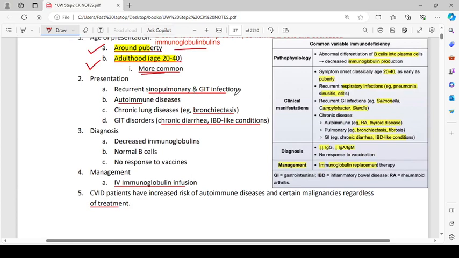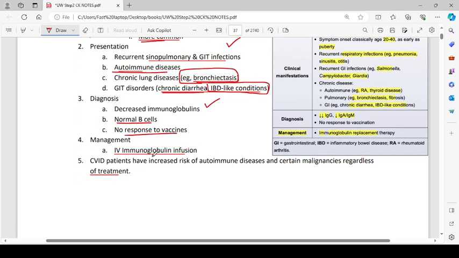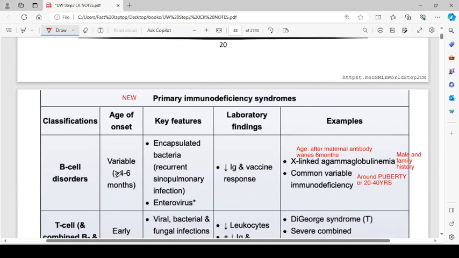Presentation: recurrent sinopulmonary and GIT infections. It's an autoimmune disease. Chronic lung disease like bronchiectasis can be present. GIT disorders including chronic diarrhea and inflammatory bowel disease like condition. Diagnosis is decreased immunoglobulins, normal B cells, and no response to the vaccines. Management is by IV immunoglobulin infusion. And CVID patients have increased risk of autoimmune disease and certain malignancies regardless of treatment.